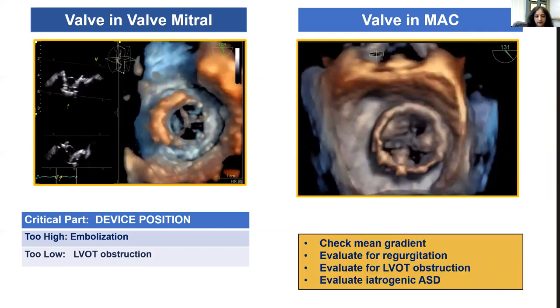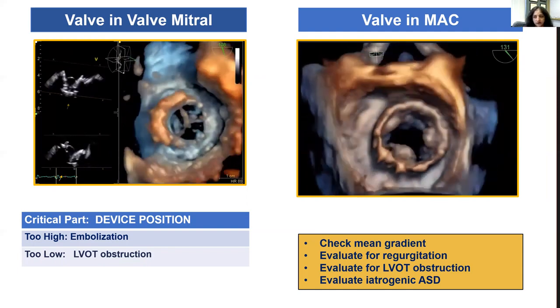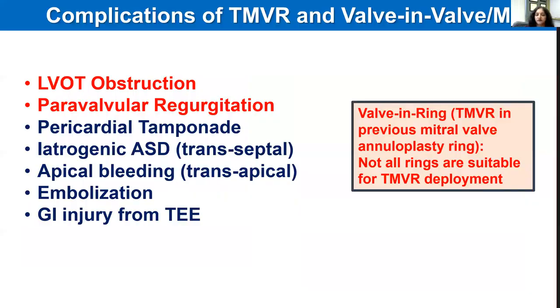It's very similar to MitraClip in checking for the mean gradient, evaluating for regurgitation, but also evaluating for LVOT obstruction. And the complications of TMVR and valve and severe MAC are very similar to MitraClip with this added part of LVOT obstruction and paravalvular regurgitation. When we first started TMVRs, we did them from the transapical approach. As we have shifted to transseptal, the devices in general have gotten much safer. Valve and ring has also been done, TMVR in previous mitral annuloplasty rings. Just a reminder that not all rings are suitable for TMVR deployment, and those are based also on TEE and CT planning.